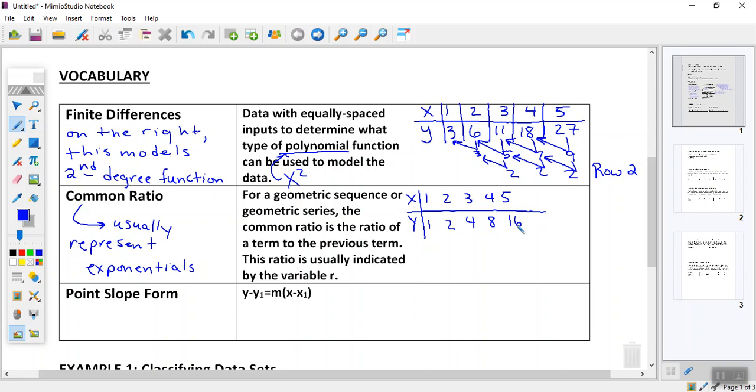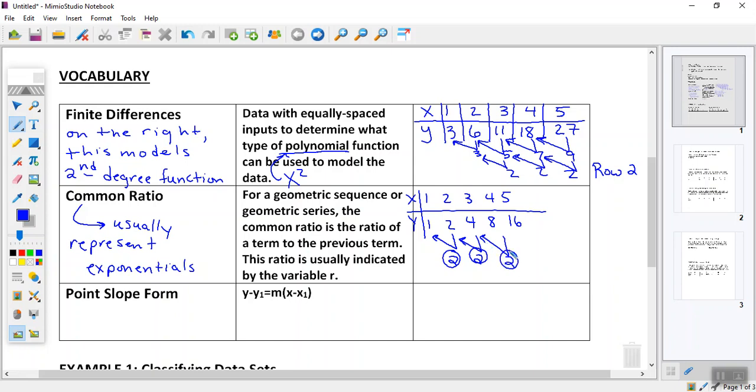What is 2 divided by 1, kids? Okay, so I'm going to put a 2 and I'm going to circle it so I know we're doing ratios. What's 4 divided by 2? Instead of subtracting up top, which was common differences, we're doing division to see if anything happens here. 8 divided by 4 was 2. How about 16 divided by 8?